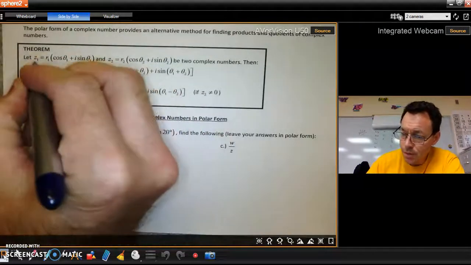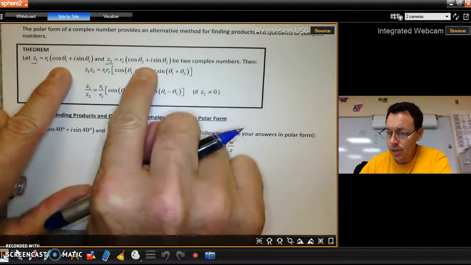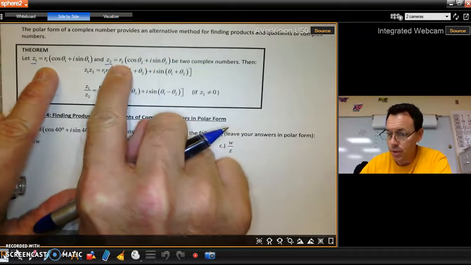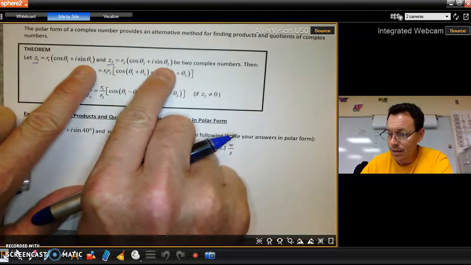Okay, so I've got two numbers. I've got Z1 and I got Z2. So those are my two numbers. And here's how they're written in polar form. So they both have an R out front. They have the cosine of an angle plus I sine of the angle.